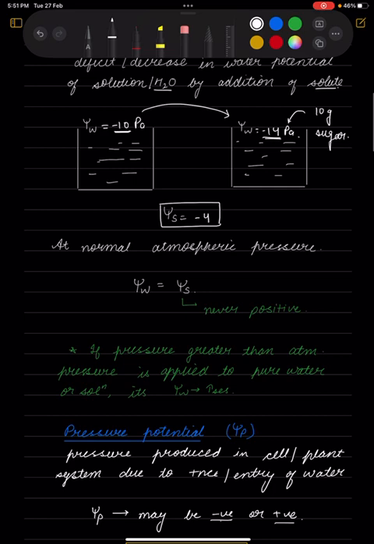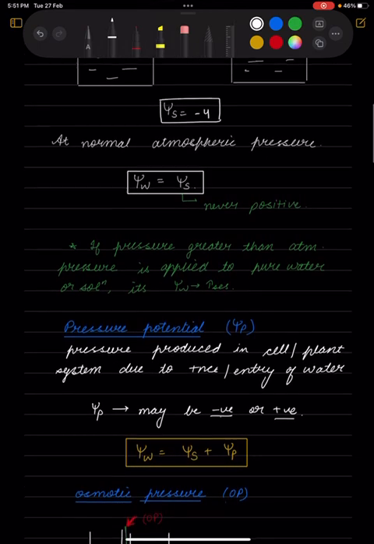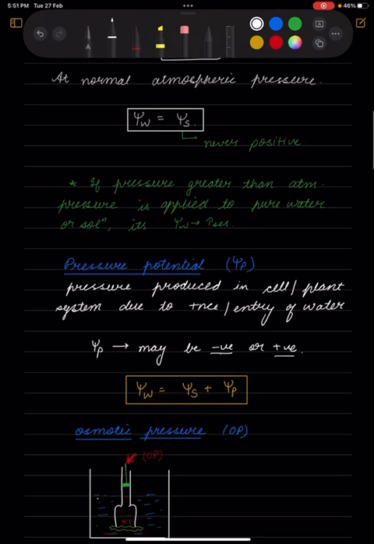At normal atmospheric pressure, psi W is equal to psi S. And psi S, that is solute potential, is never positive, it is always negative. We need to remember this. And there is one statement in NCERT: if pressure greater than the atmospheric pressure is applied to pure water or a solution, its water potential will increase. You can all easily understand it.